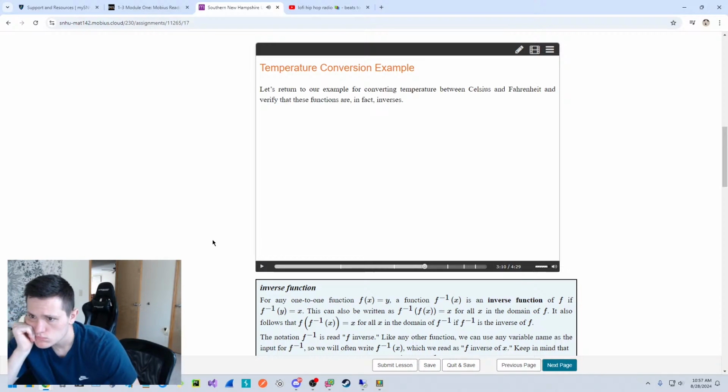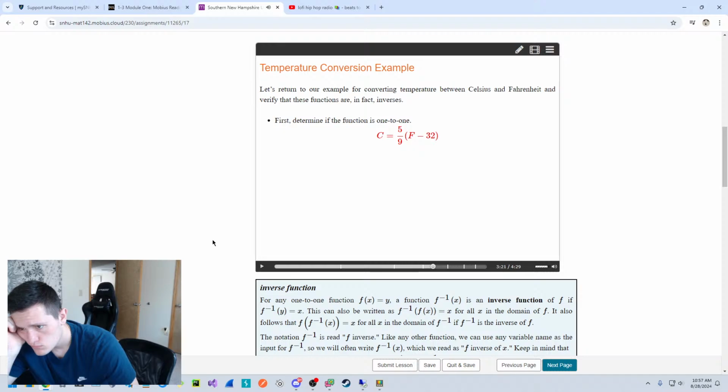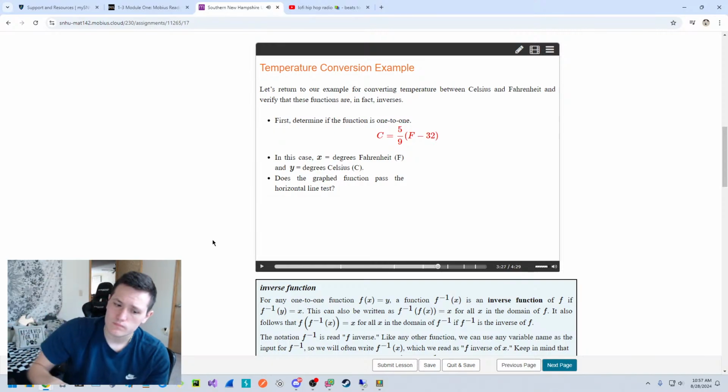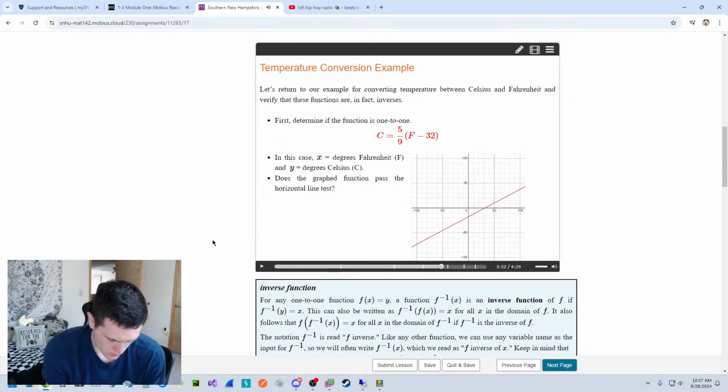Let's go back to our temperature conversion example between Celsius and Fahrenheit and verify that these functions are in fact inverses. First, we can determine if the function is one-to-one. In this case, a reminder, x equals degrees Fahrenheit and y equals degrees Celsius. Taking a look at the graph, we can see whether the function that is graphed passes the horizontal line test. And it does.